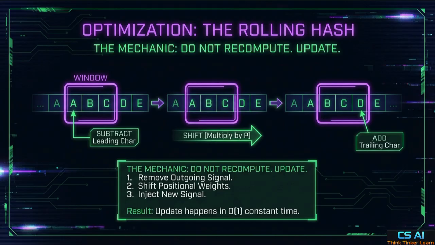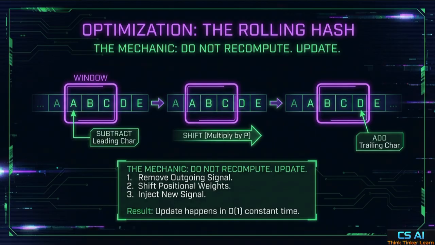This is the aha moment of Rabin-Karp, the rolling hash. If we had to recalculate the whole polynomial every time the window moves, it would be no faster than a brute force search. But we don't recalculate, we update. Think of it like running a total on a receipt. When you remove one item and add another, you don't re-add the whole list. You subtract the old price and add the new one.